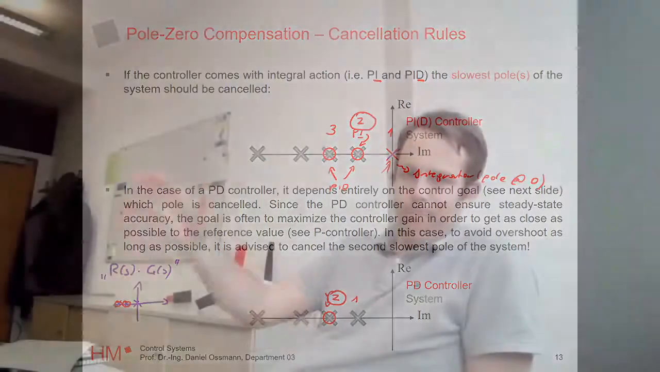In my exam, if you cancel the first one, it's also going to be fine, right? So I usually have 2. What you should not do is cancel the fastest one, because then you basically don't have any effect. So for a PID controller, you don't need to think, cancel out the slow ones. For a PD controller, maybe take the second one. Okay.